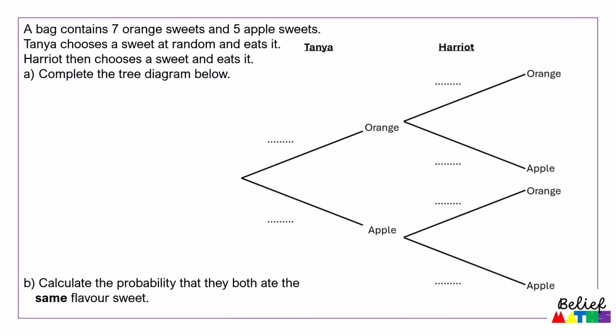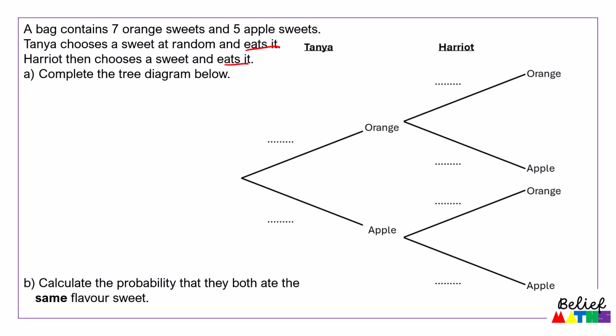Now, question 3 gives us a slight variation on this. It says a bag contains 7 orange sweets and 5 apple sweets. Tanya chooses a sweet at random and eats it. Harriet then chooses a sweet and eats it. Now the important thing here is that eats it. Because they eat the sweet, it means it's not replaced or not put back.